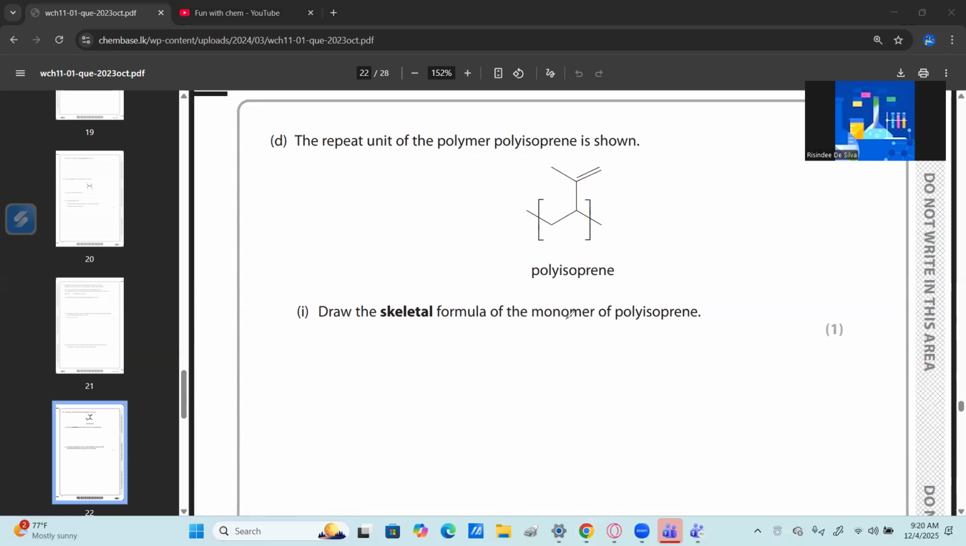Draw the skeletal formula of the monomer of polyisoprene. So to form the monomer, children, we need to break the continuation bond and the brackets, right here and here also. Then it should be a double bond. Then the correct answer is double bond, and this is the monomer of polyisoprene.